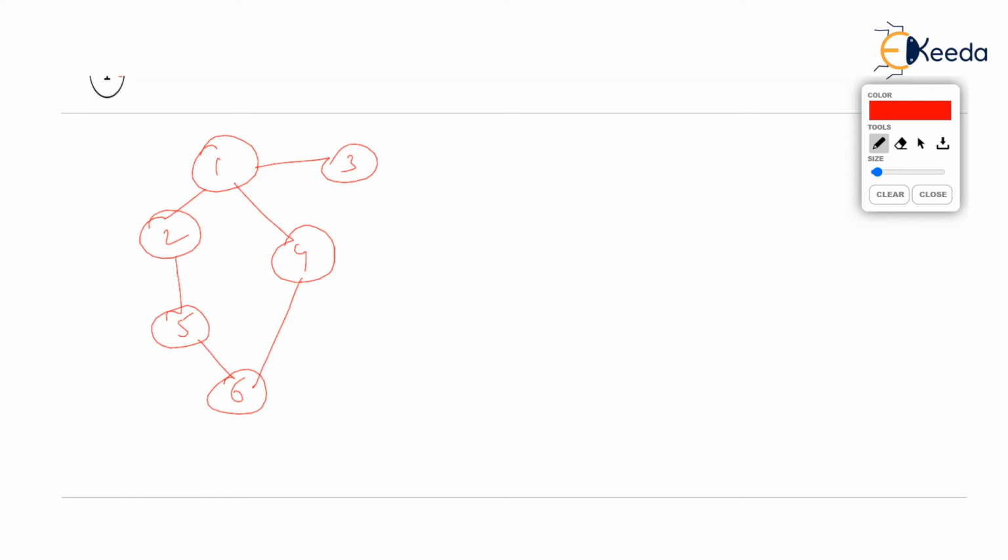Believe me, even I don't know what I am drawing. So let's say I have a graph like this. Some undirected graph again of some number of edges. Okay, nine vertices and many edges. So what will be the BFS? Print 1, visit it. Correct? See the neighbors of 1. Neighbors of 1 are 2, 3, 4.